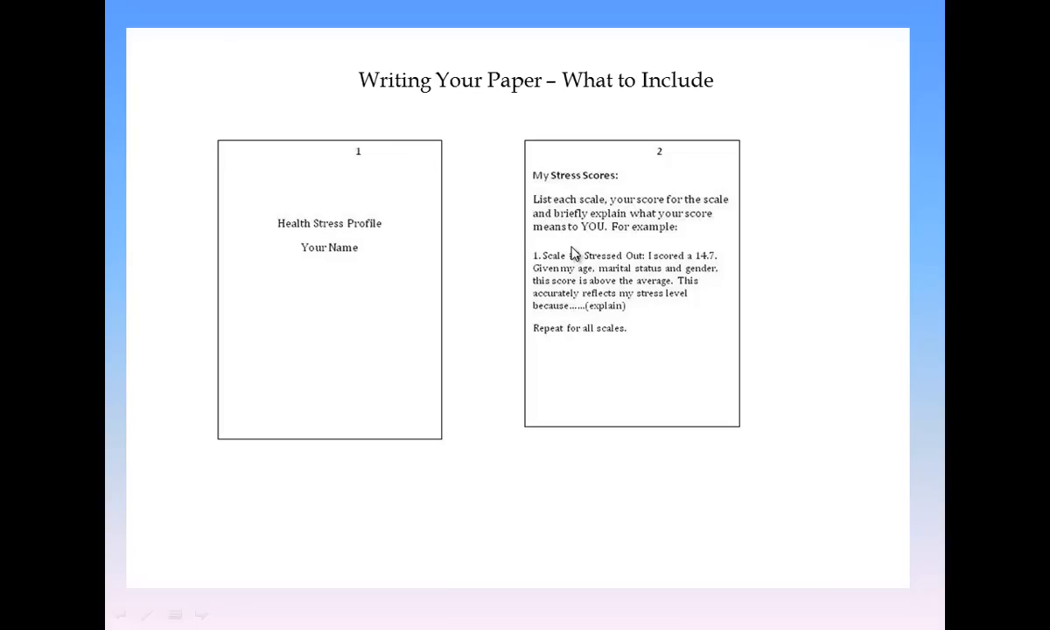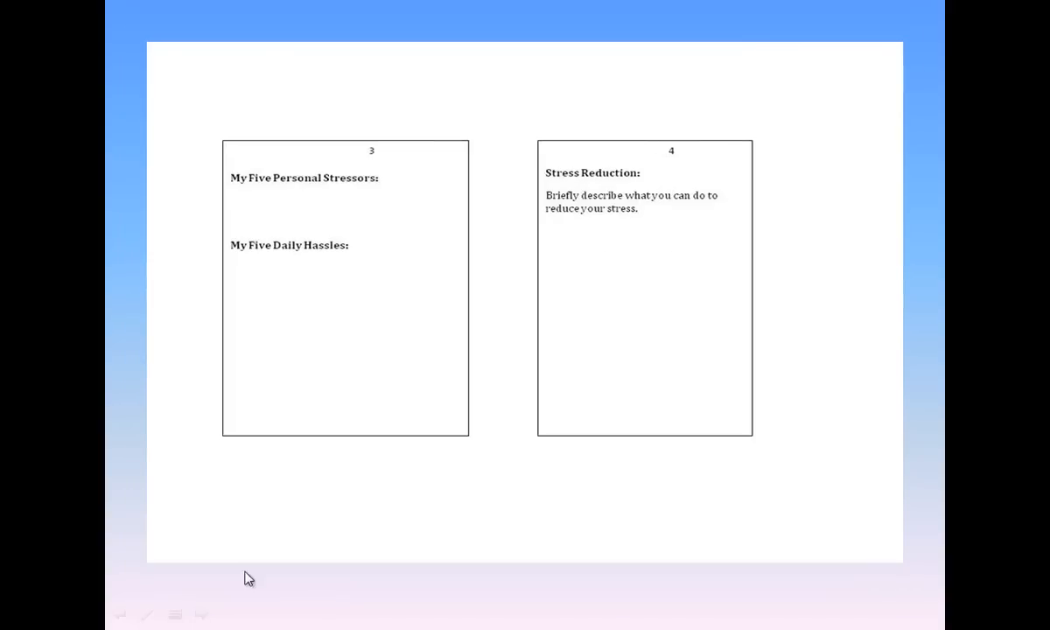Okay, so for each section, I've provided a heading for you. That's it. Put that, my stress scores. Okay, that's your heading. And then go number 1, scale number 1, stressed out. Tell me your score. And then briefly, in a sentence or 2, tell me what that score means to you. Repeat this for all 8 scales.